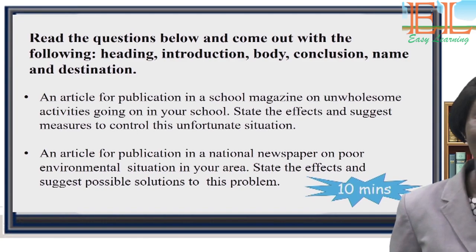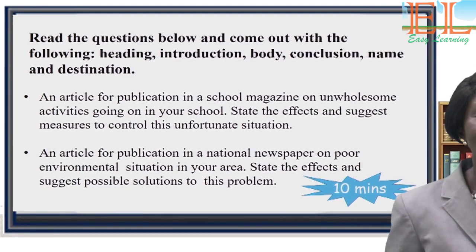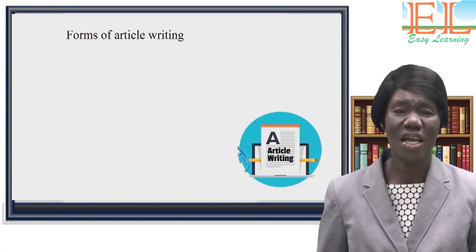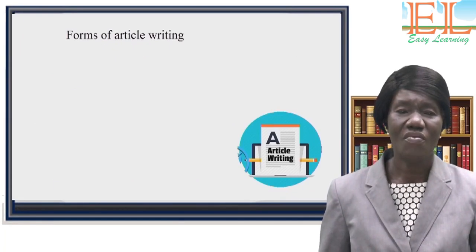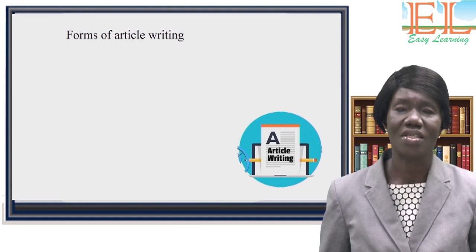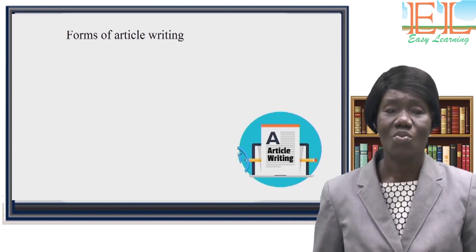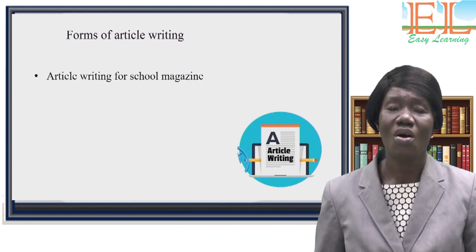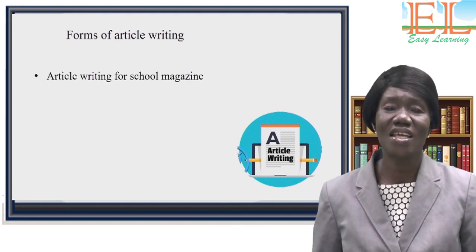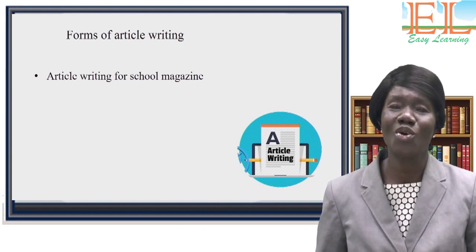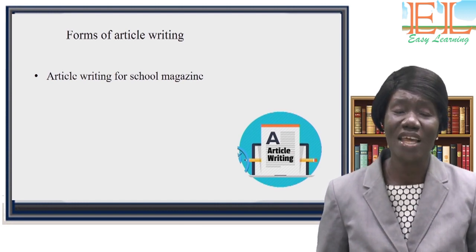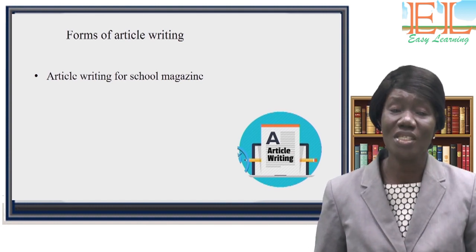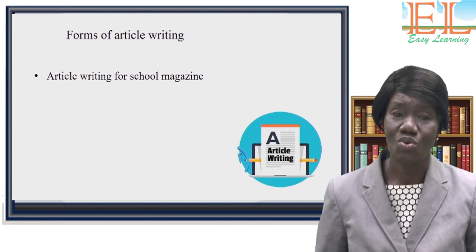Welcome back. We are now going to look at the forms of article writing. What are these forms? We have an article for a school magazine. With the school magazine, when you finish with your format, by writing down your heading, introduction, body, and conclusion, you write down your name, and then remember to write your class or your position in the school.